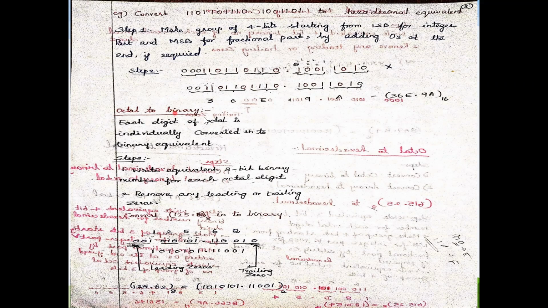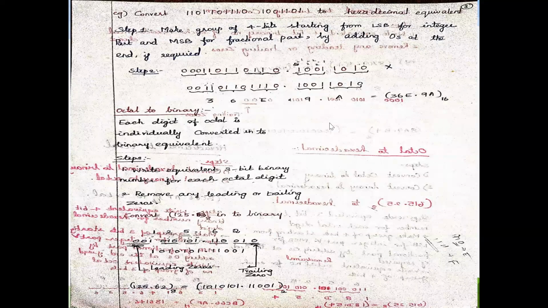Then how do we convert octal to binary? It is the reverse operation of that. Each digit of the octal has to be converted into 3 bits of its binary equivalent. So write the equivalent 3-bit binary number for each octal digit and remove any leading or trailing zeros. For example, 125.62 can be represented with each digit represented by 3 bits of its binary equivalent, and finally you can erase the leading as well as trailing zeros, and that will be represented in terms of your binary representation.